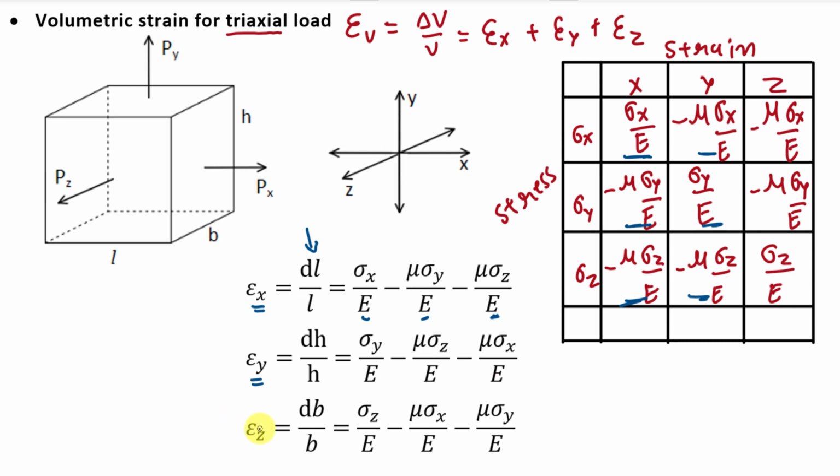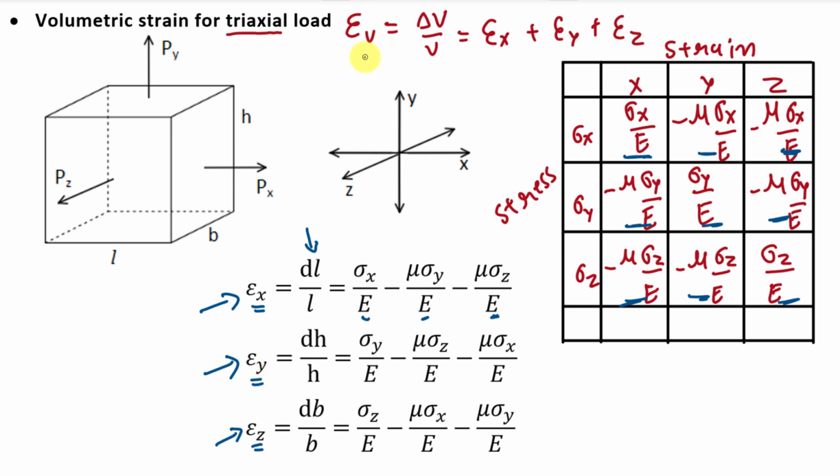And similarly, the value of epsilon z will be change in width divided by width, which is equal to the sum of all the three strains in z direction. So it is the sum of these three strains. Here it is sigma z divided by E, that is this term, minus mu sigma x divided by E, that is this term, minus mu sigma y divided by E, that is this term. So from here you have to remember all these three equations.